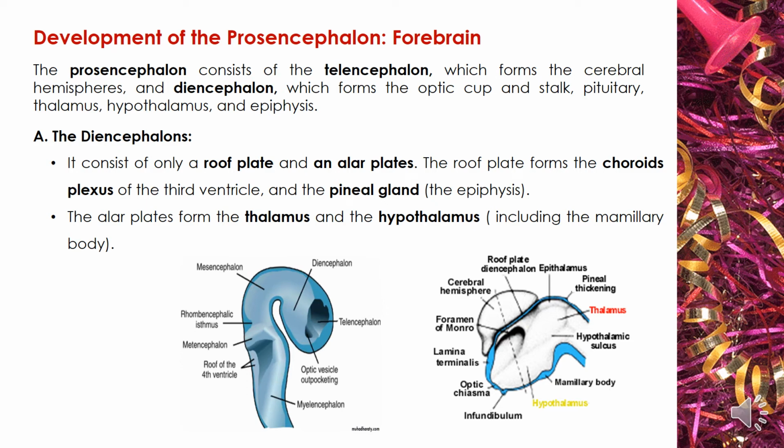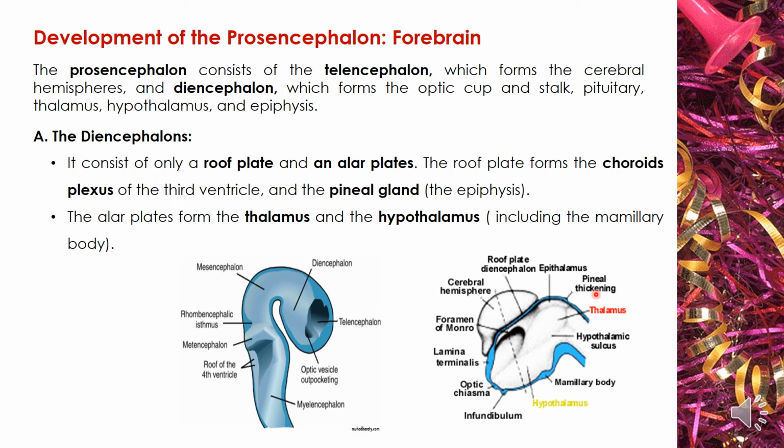Development of the prosencephalon, or forebrain, which consists of the telencephalon and diencephalon. The telencephalon forms the cerebral hemispheres. The diencephalon forms the optic cup and stalk, the pituitary gland, the thalamus, the hypothalamus and the epiphysis.